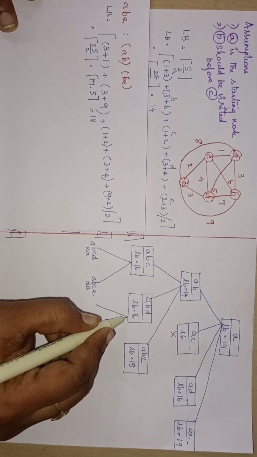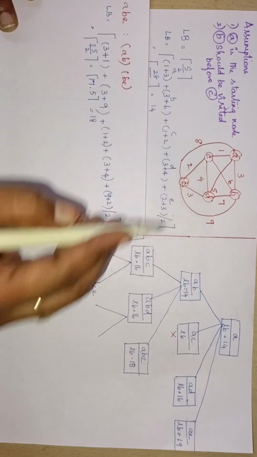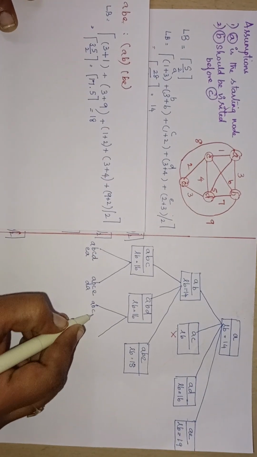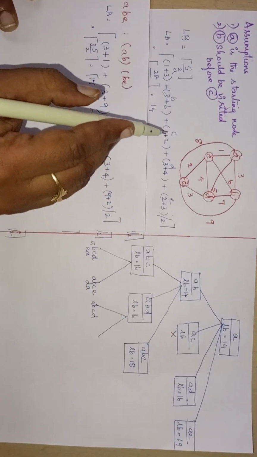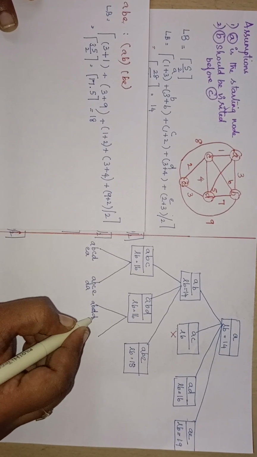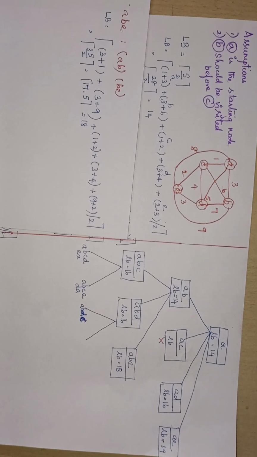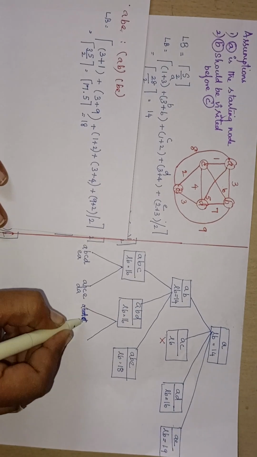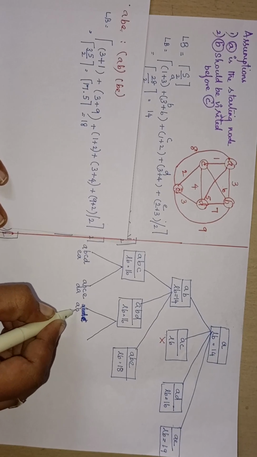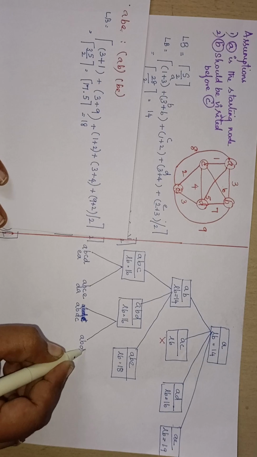Similarly, in this case, I have already visited A, B, C. The only option left is A, B, C, D. Sorry, A, B, D and C. I'm sorry. So it is A, B, D, C, or else A, B, D, E.